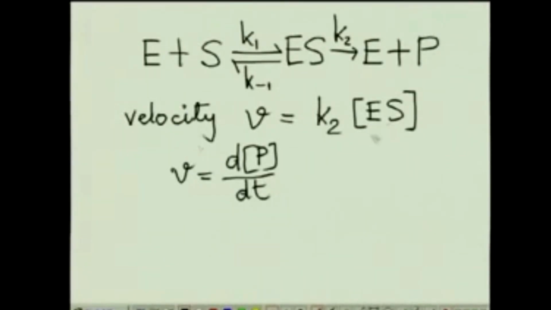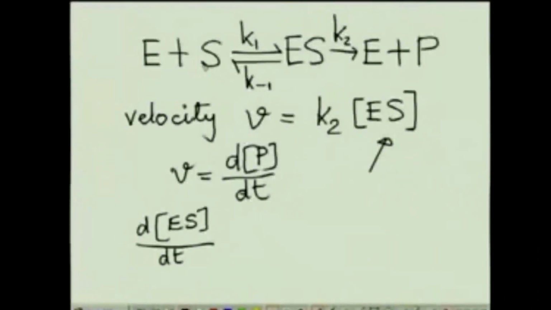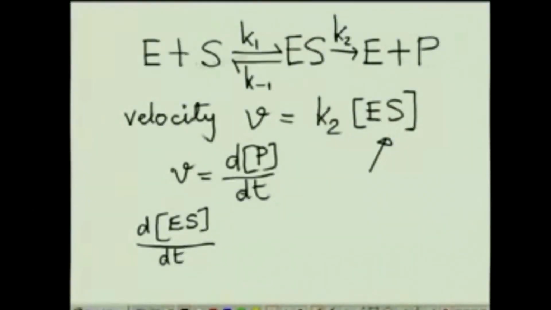So, I have my dP dt, which is actually nothing but the velocity. Now, what do I want? I want an expression for ES. To get an expression for ES, I have to consider d ES dt, right? So, if I have now a steady state, you have studied steady state kinetics. What is that? That is telling you that the rate of its destruction is equal to the rate of its formation, right? So, the production and its destruction is at the same rate.